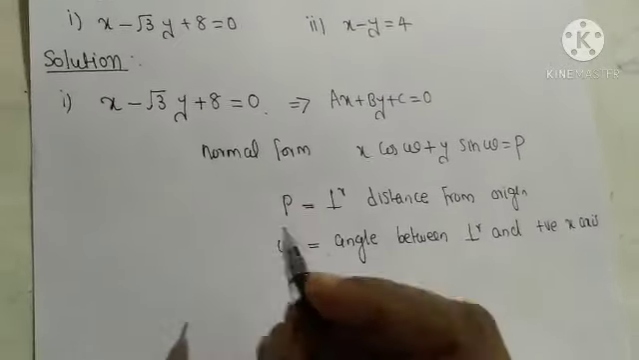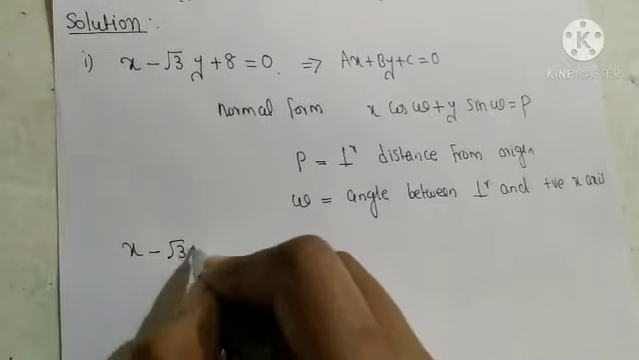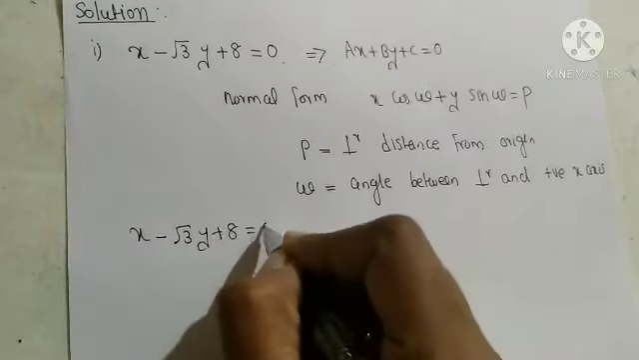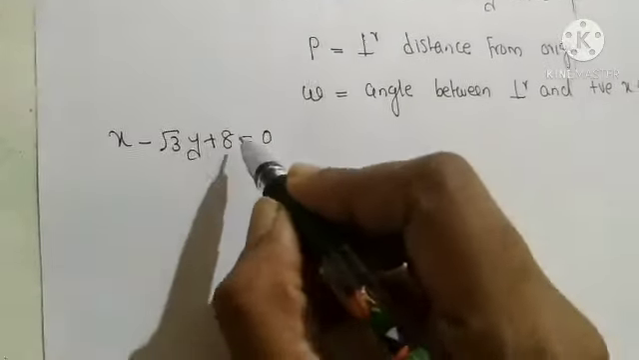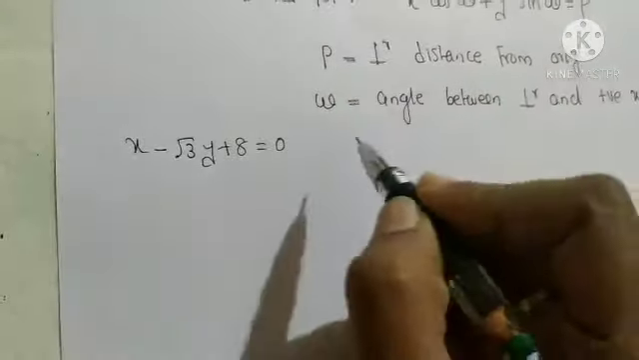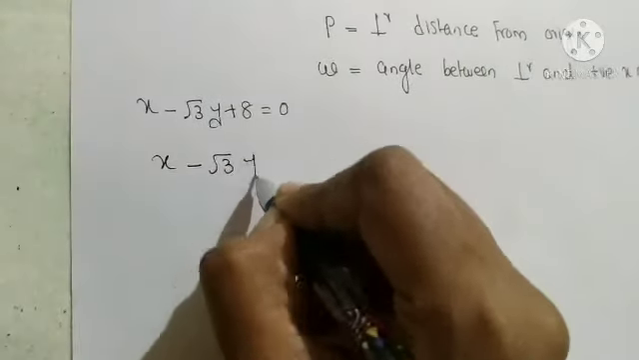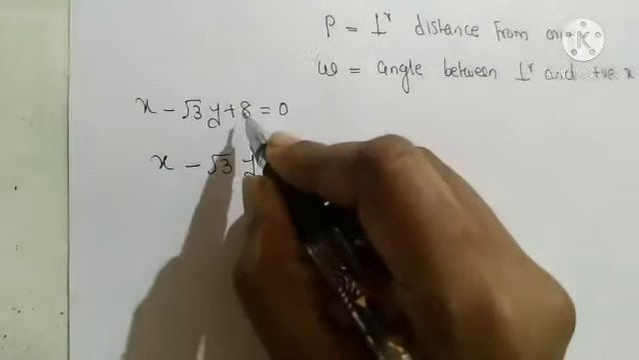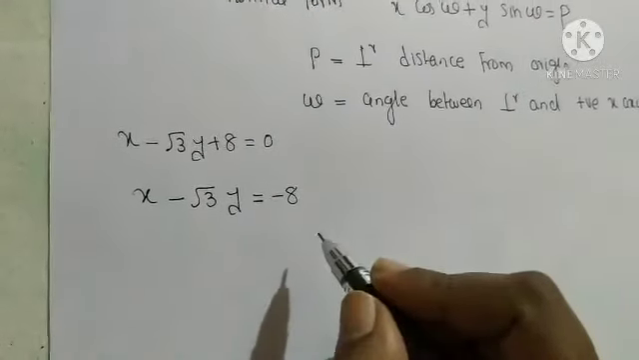So first of all, I am taking this question x minus root 3y plus 8 equal to 0. So next I am going to take this 8 to RHS. So here we get x minus root 3y equal to, this plus 8 changes to minus 8 here. Okay.